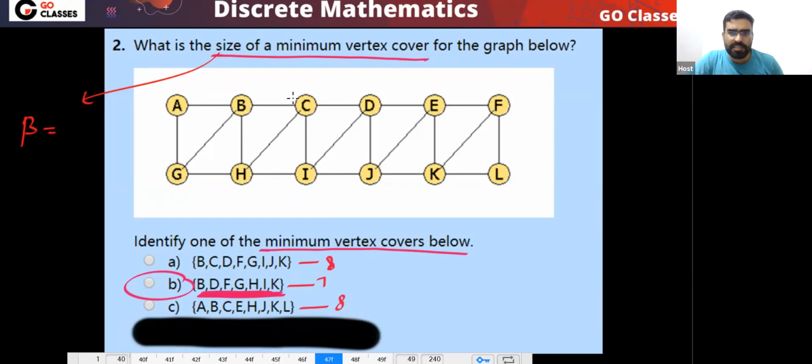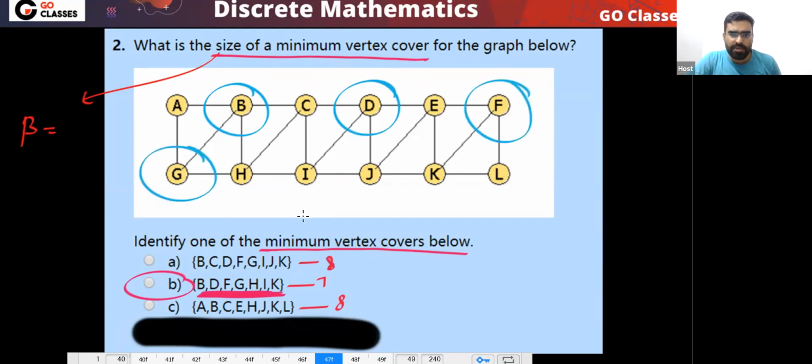So this option is basically B, then you have D, then F, then G, then H. Next you have I, next you have K. Did we leave any edge? Tell me, are all the edges covered?